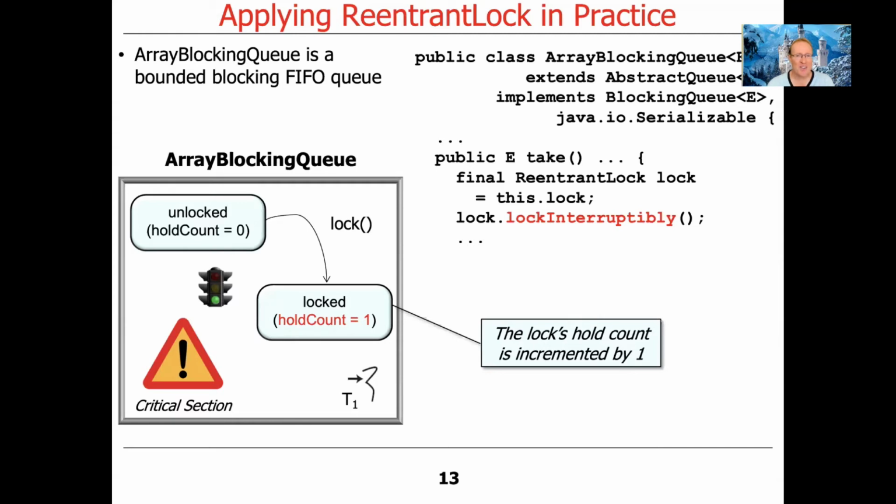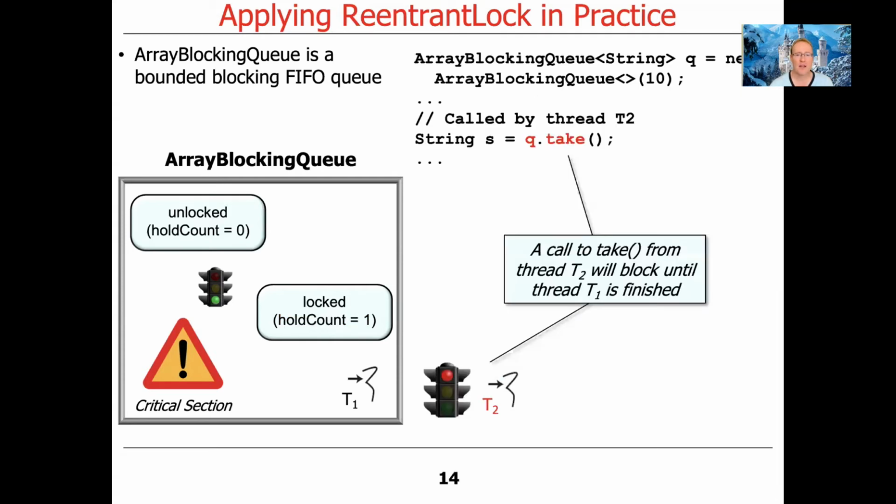So if you were to take a look at the take method implementation, you would see the first thing it does is it stashes away the lock into a local variable, and then it says lock.lockInterruptibly, and that will increment the hold count by 1. There is nobody else there, so we get exclusive access to it. We are now the owner and the holder of this lock with a count of 1.